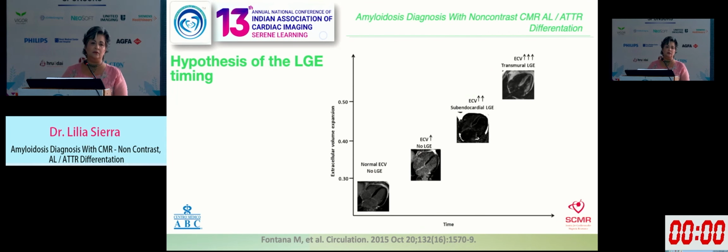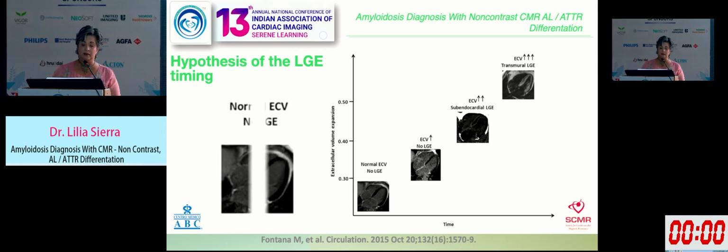So we cannot rely just on the pattern that we obtain to make the diagnosis of amyloidosis and to make the differentiation between AL and ATTR. So there is a timing for this. It's just a hypothesis because there is no way to prove this.